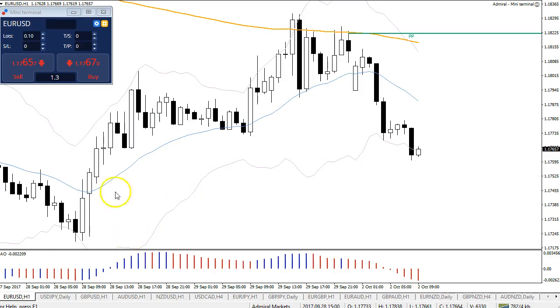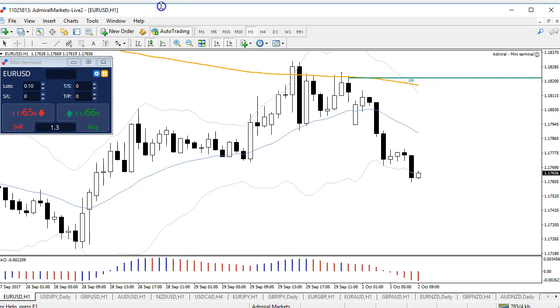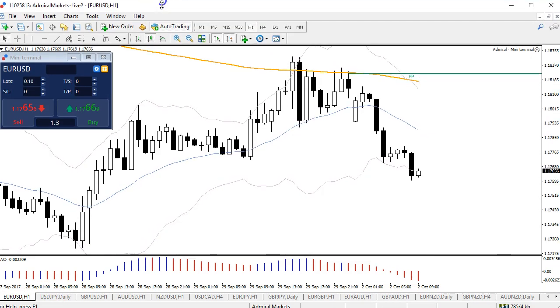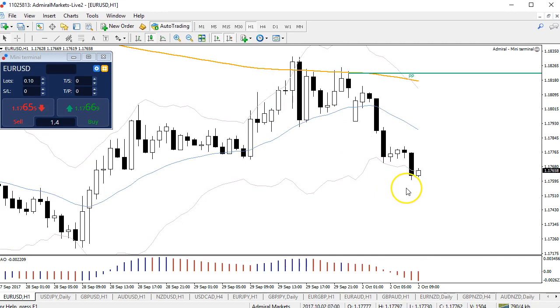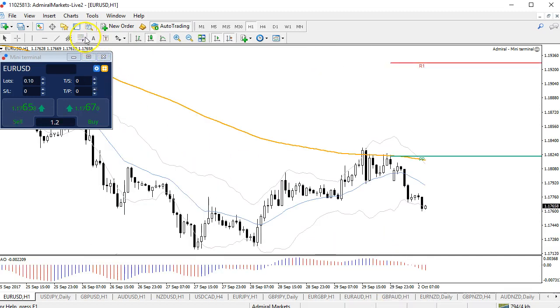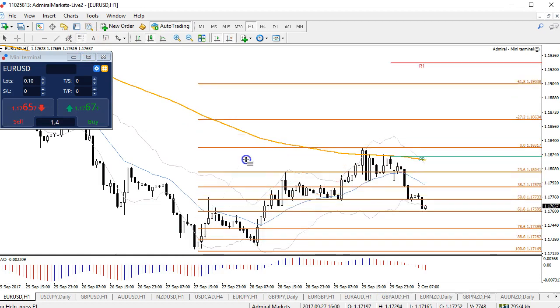Of course, the euro dollar, and this is the Admiral Markets template that I'm using here, as you can see, and basically looking at a retracement in the euro dollar. And you can see the price is challenging the Keltner, which is part of the MT4 Supreme Edition, by the way, and you can try that out by going to admiralmarkets.com and downloading that platform.